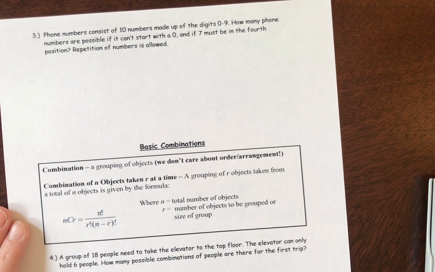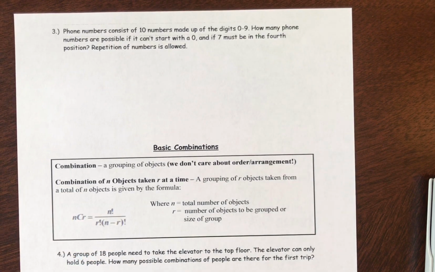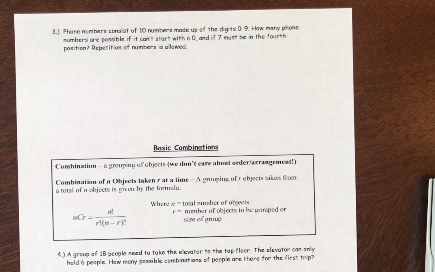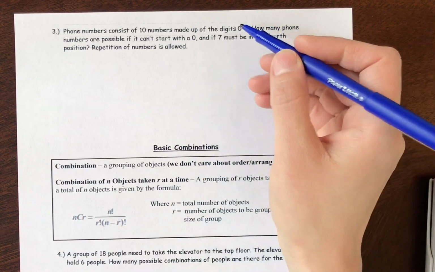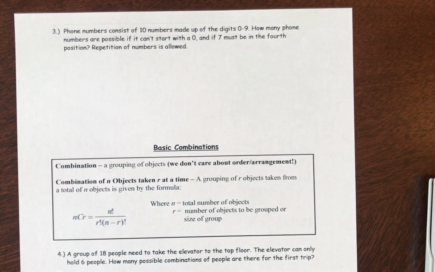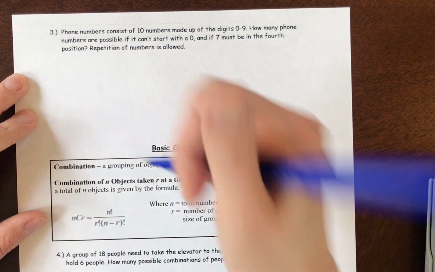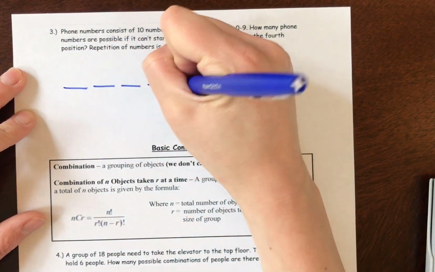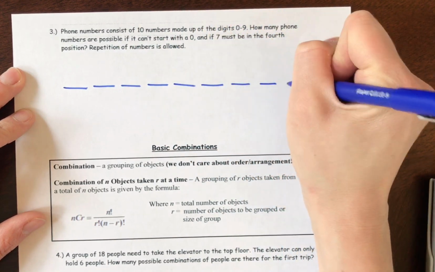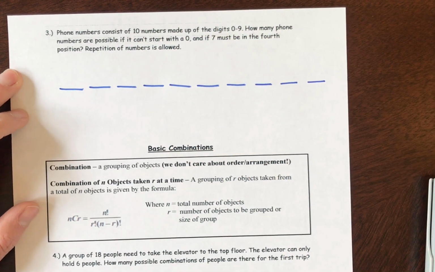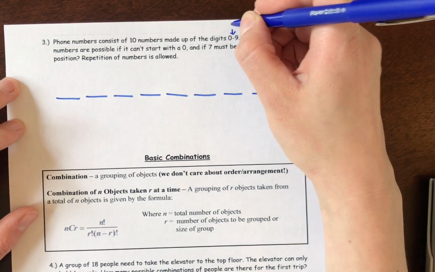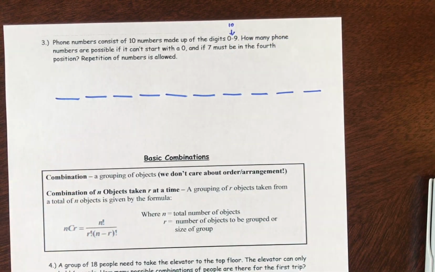Okay. Let's look at one more example before we move on to a different topic. So phone numbers consist of 10 numbers made up of the digits 0 through 9. All right, now we talked about how those are 10 digits. Okay, how many phone numbers are possible if it can't start with a 0 and if 7 must be in the 4th position? Let's assume repetition of numbers is allowed. Okay, so we've got a phone number that's 1, 2, 3, 4, 5, 6, 7, 8, 9, 10 digits, okay? Now the numbers 0 through 9, there's 10 numbers in there that we can choose from.